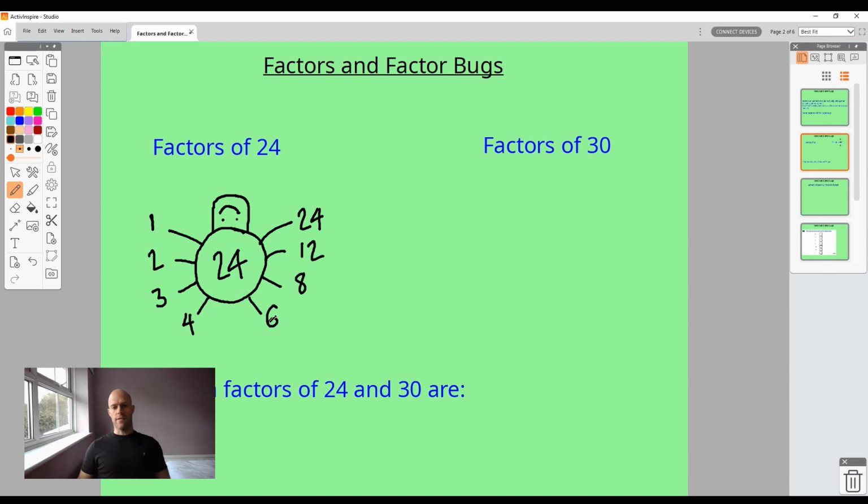As soon as I get round to 6, I don't need to check anymore. So once I reach halfway, I don't need to check 7, I don't need to check 9, 13, or any other number. As soon as you've reached these right-hand side set of legs, you know you've done all of them. So there are my factors of 24: 1 times 24, 2 times 12, 3 times 8, and 4 times 6.